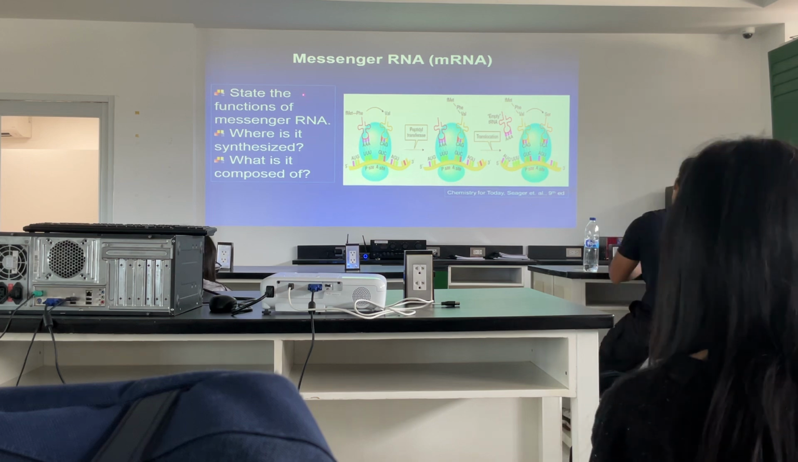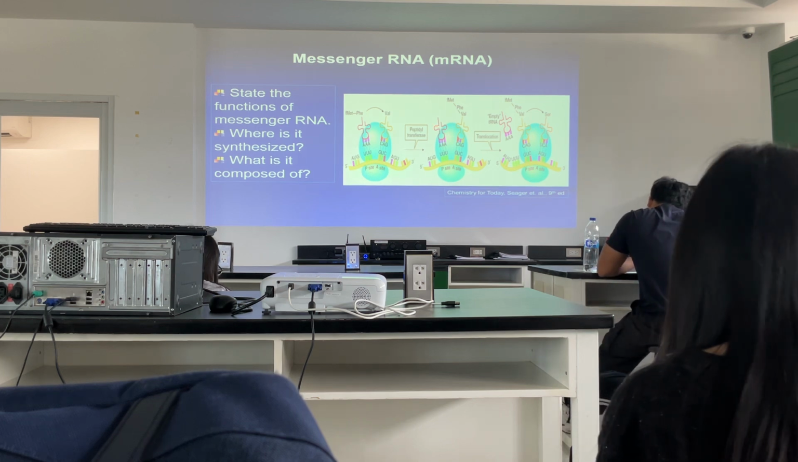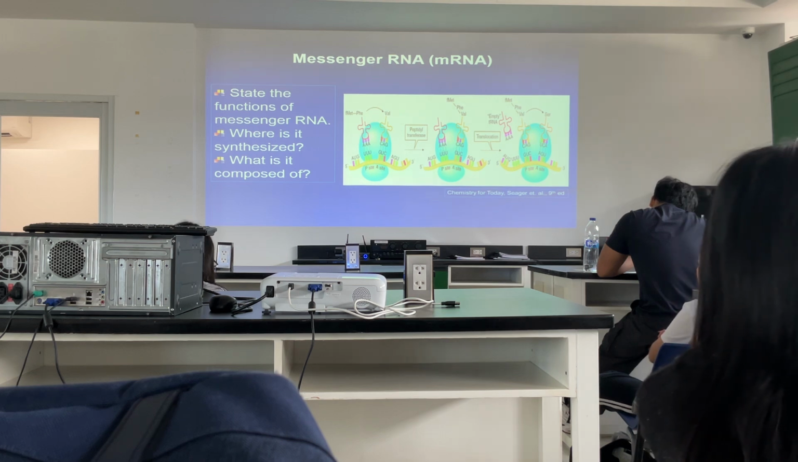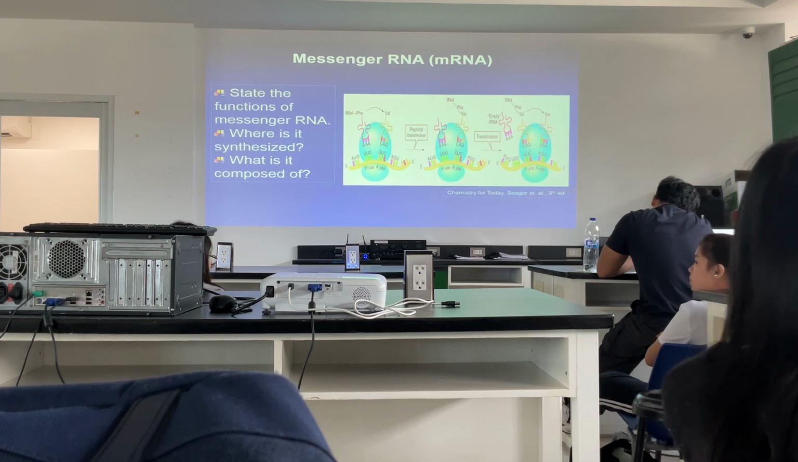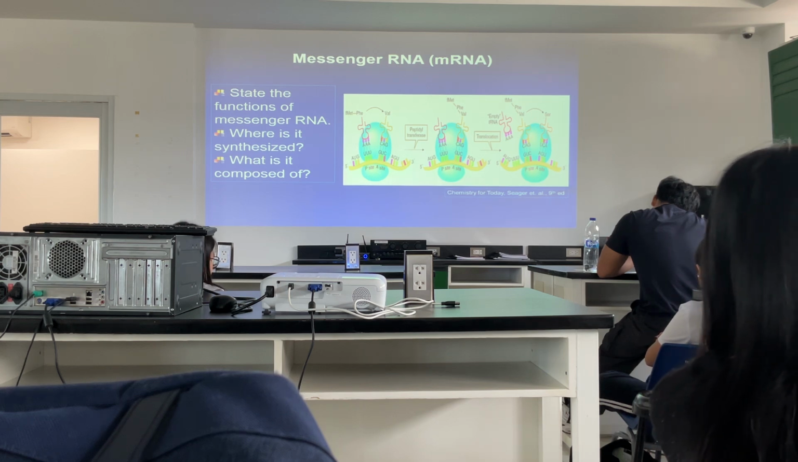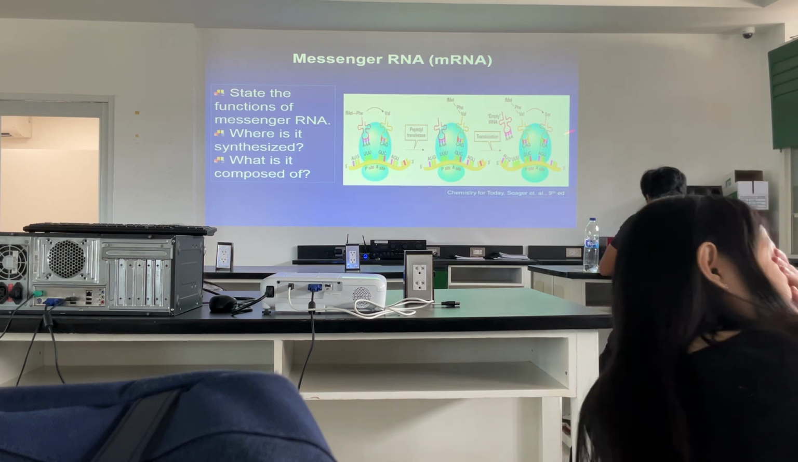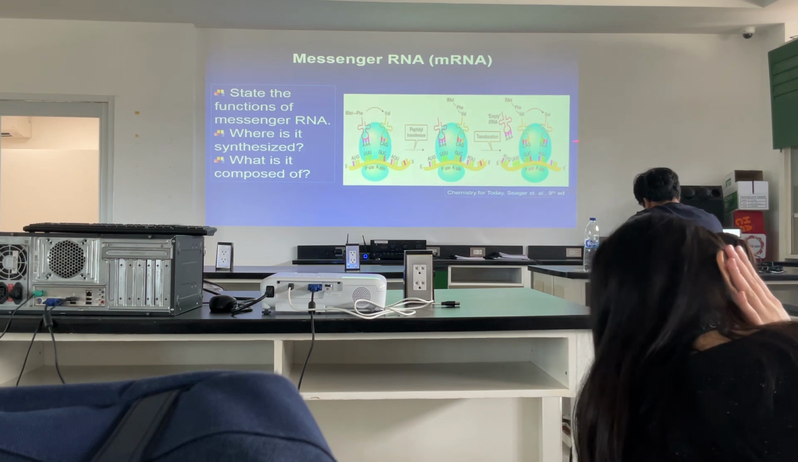Function of mRNA: it carries the information from the DNA molecule, and it is composed of codons. What are codons? Codons are triplets of bases. You have a sequence of 3 bases that will now specify the amino acid that will be polymerized during protein synthesis. It dictates the sequence of the amino acids in the growing polypeptide chain in the ribosome.